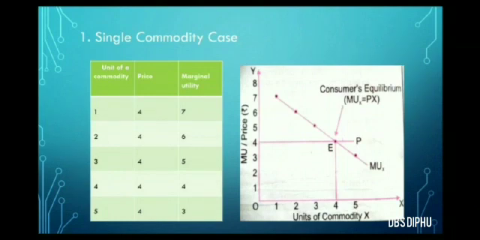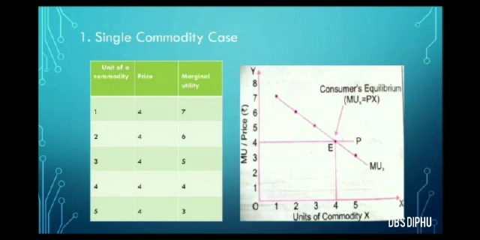Single commodity case. So you see here in this table, units of a commodity, price and marginal utility have been given. Now this table we will learn in the form of a diagram. In this diagram, units of commodity have been shown on the x-axis and price and marginal utility on the y-axis. The diminishing utility of X has been shown by the downward sloping MU curve. The market price of X has been shown by the horizontal price line P. The price line intersects the falling MU curve at point E.